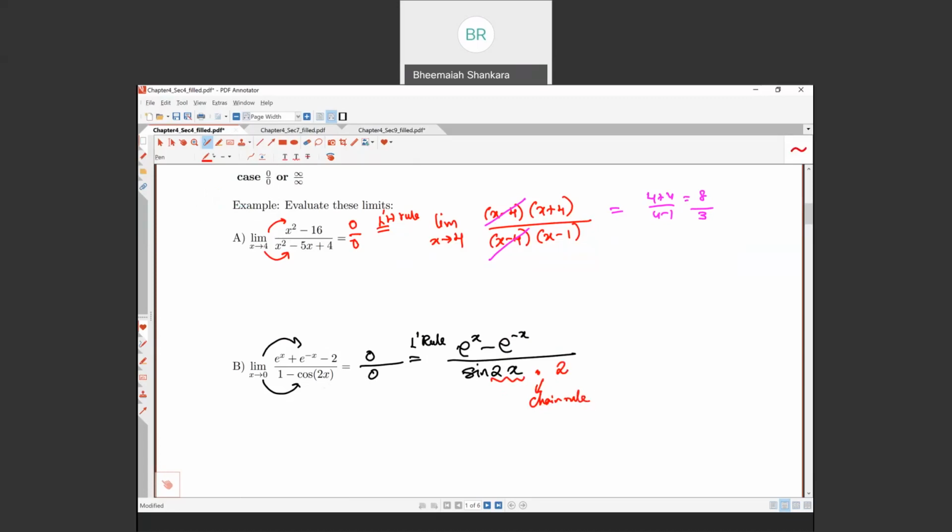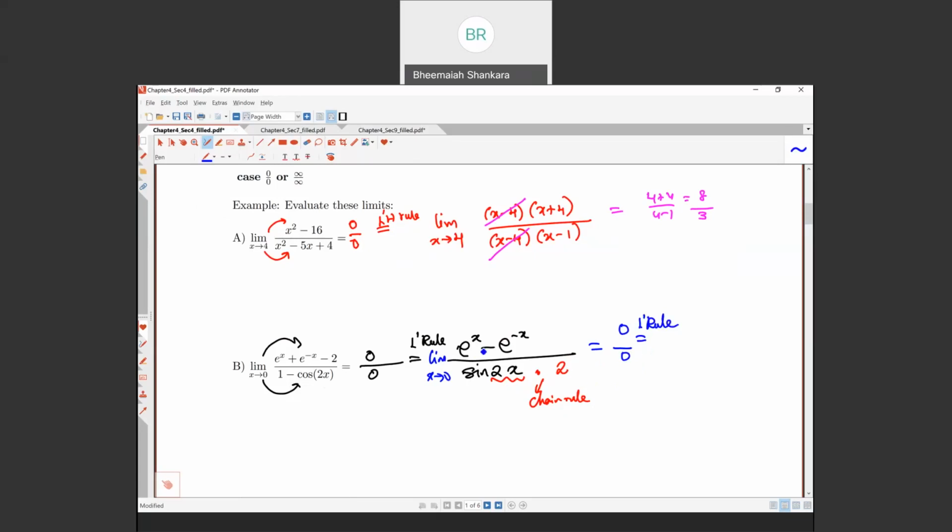Now before you do L'Hopital's rule again, you want to check the value of the limit by plugging in, limit x approaching 0. Plug this in the numerator, e to the 0 minus e to the 0 is 0. Denominator: sine 0 is 0, 0 times 2 is still 0. So you see that the value of the limit is still 0 over 0, which is an indeterminate form. So because you found an indeterminate form, you can apply L'Hopital's rule again.